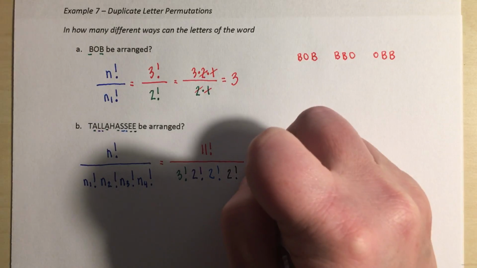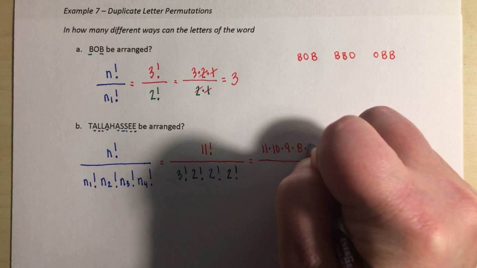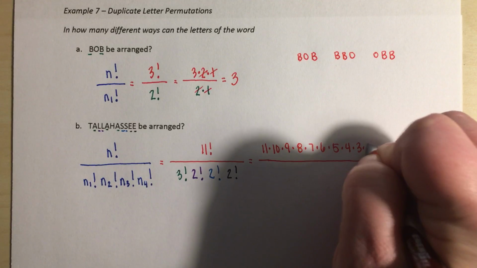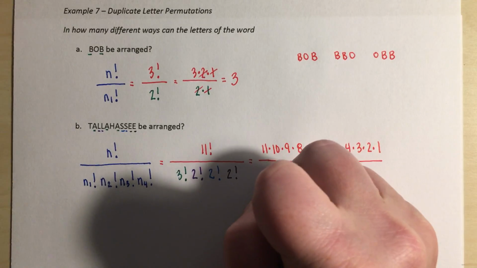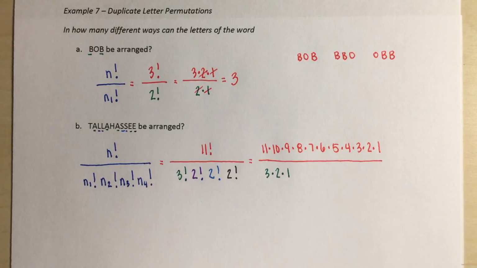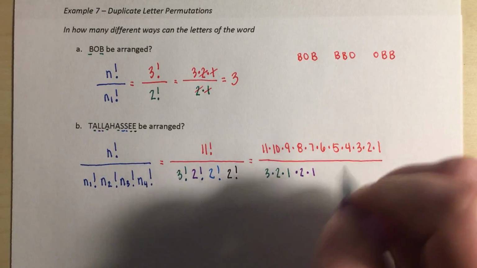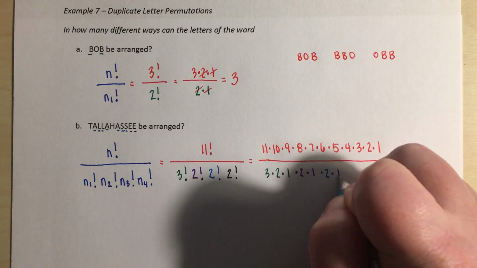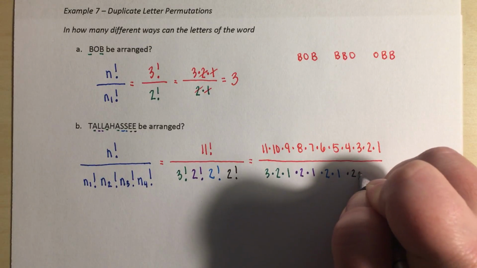So in my numerator, 11 times 10 times 9 times 8 times 7 times 6 times 5 times 4 times 3 times 2 times 1. Again, you're more than welcome to use your calculator and work this out different ways. 3 factorial, 3 times 2 times 1. 2 factorial, 2 times 1. Another 2 factorial, 2 times 1. Another 2 factorial is another 2 times 1.